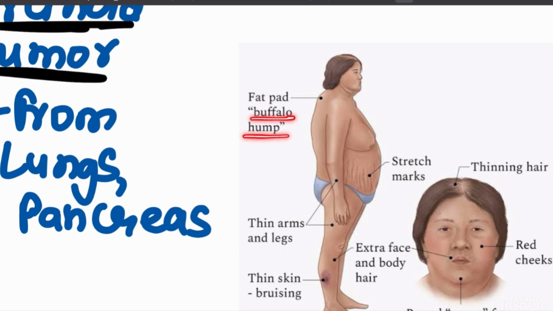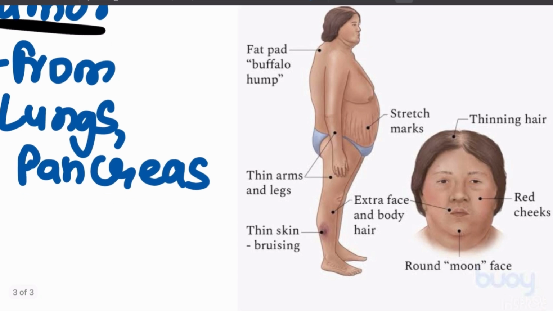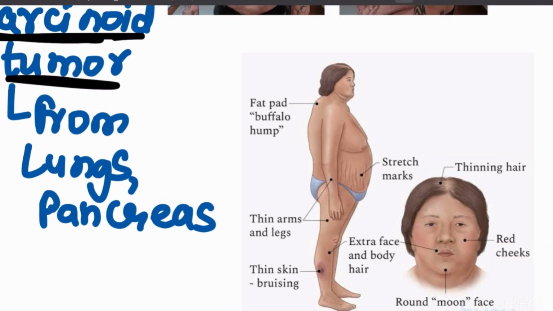Buffalo hump is seen behind the neck. Thin arms and legs are seen. Thin skin is seen, due to which there is easy bruising and purplish color discoloration. Stretch marks are seen. Round moon face is seen. Red cheeks. So remember these pictures.